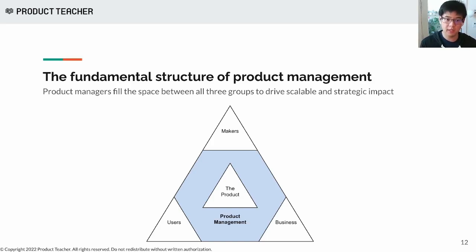I do also want to call out that because product managers are fundamentally filling the white space, that means that no two product managers are alike because they're all working with different constellations of users, businesses, and makers. So a product manager is going to be different from company to company in terms of the kinds of responsibilities that they have or the skill sets that they need because they're fundamentally working with different kinds of users and businesses and makers. And in fact, even within the same company, product managers can be super different between each other, right? Because they might be working with totally different users and totally different makers.